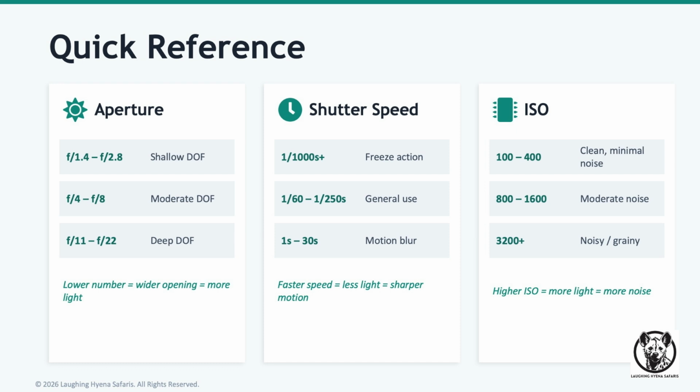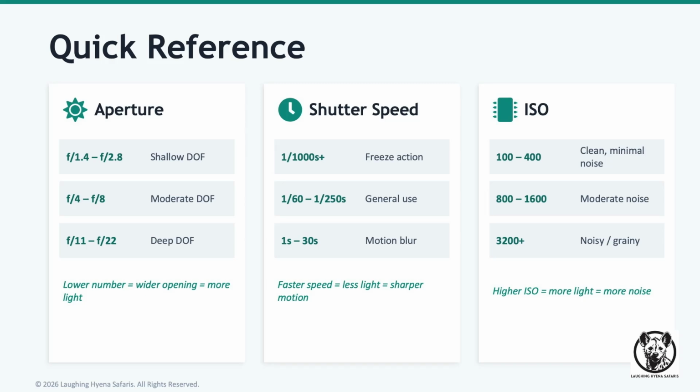This quick reference chart is your cheat sheet. I'd honestly recommend taking a photo of this slide with your phone so you have it handy when you're out shooting. It breaks down each setting into 3 zones. For aperture, small numbers for blurry backgrounds, mid-range for general shooting, big numbers for everything in focus. For shutter speed, super fast to freeze action, moderate for everyday use, and slow for creative motion effects.